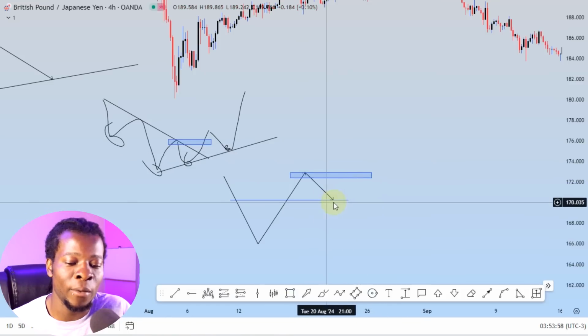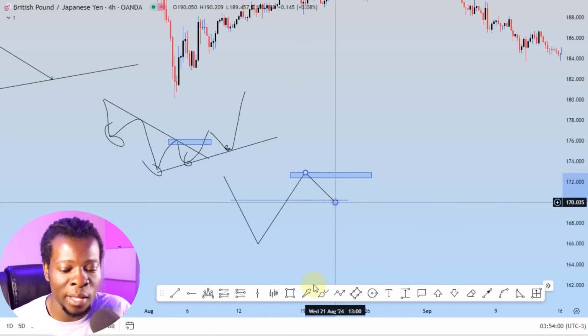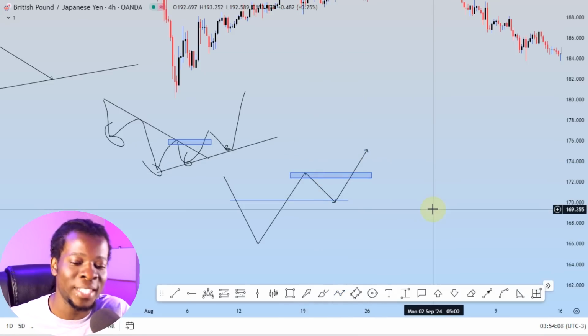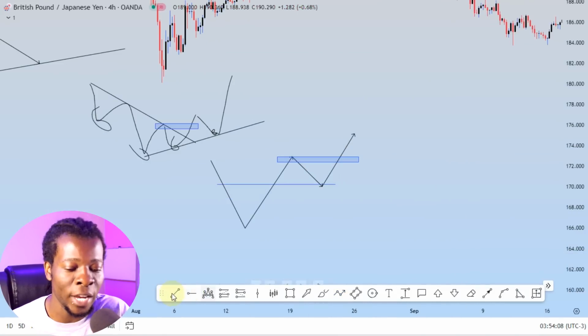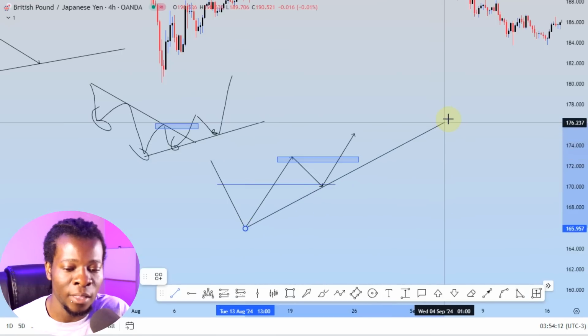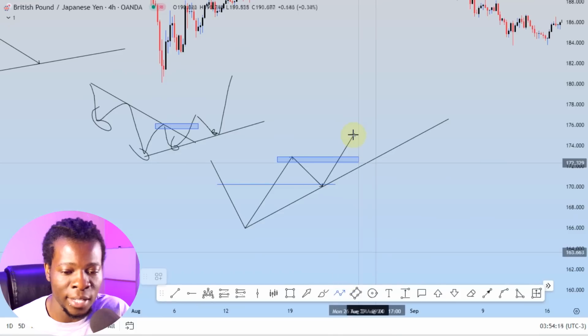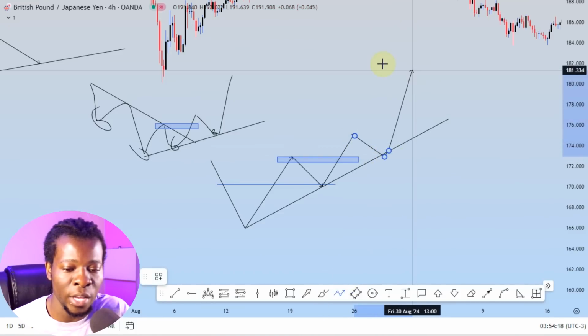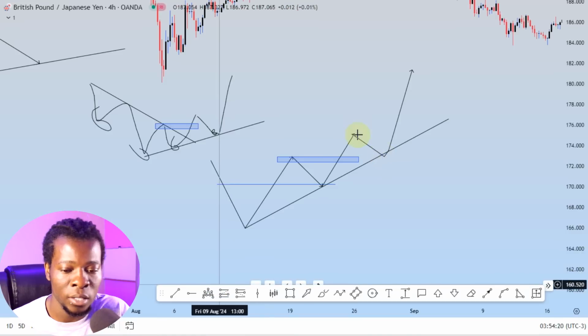Now when you've marked that, wait for price to break out of that. Once price has broken out of this high, that means price has started creating a new trend. That's when you bring in your trend line. And then guess what, wait for the second touch right there, the third touch right there. So this is where you look for your entry, something like this.